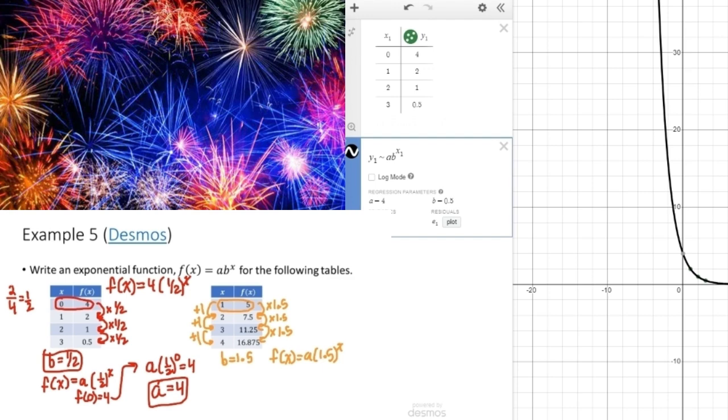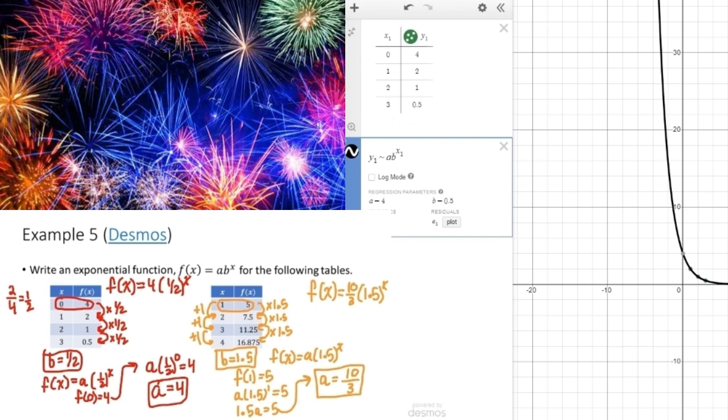Since I know 1, 5 is on my table, that tells me f of 1 equals 5. Plugging 1 into what we know about the function so far, we get a times 1.5 raised to the first equals 5. 1.5 to the first is just 1.5, so we get 1.5a equals 5. If we divide by 1.5, we get a equals 10/3. Now that we know a and b, we can make our function: f of x equals 10/3 times 1.5 to the x.